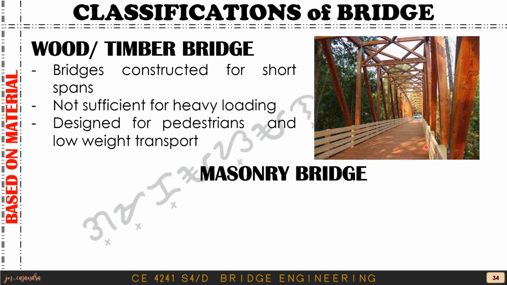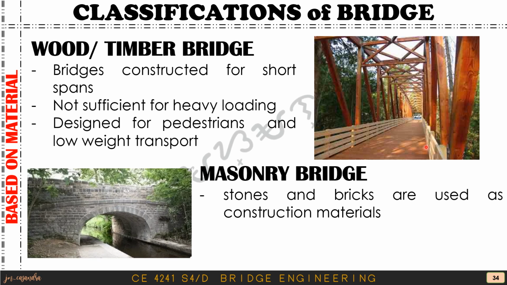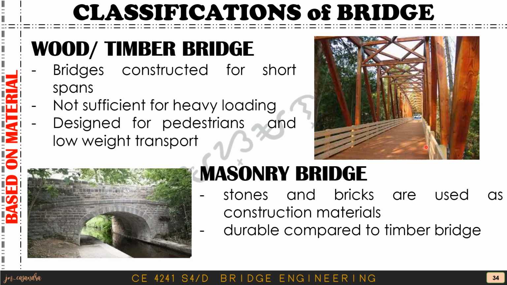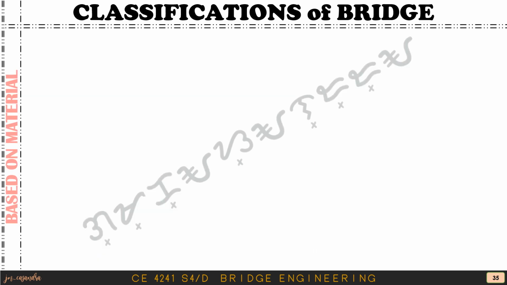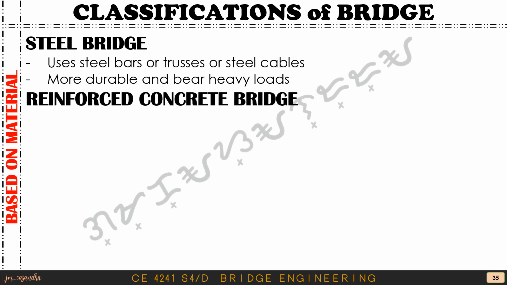Okay. Next, we have the masonry bridge. This is made out of bricks or stones, and it's more durable compared to timber bridges, though, same as timber bridges, it's only suitable for shorter spans. Next we have the steel bridge, which uses steel bars or trusses or steel cables as its main construction material. It's more durable and would bear heavy loads.